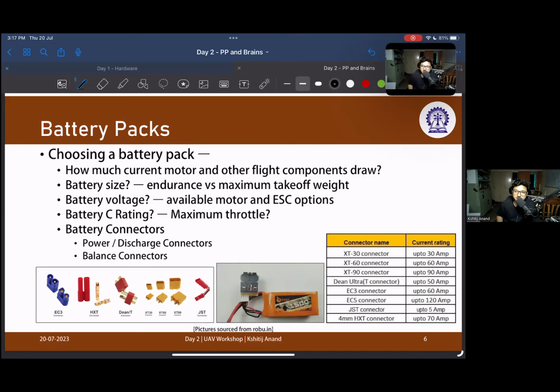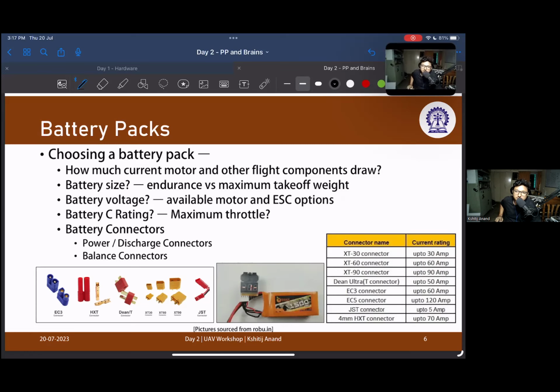Battery size, then again, if you have a bigger battery, basically the capacity increases the size. Obviously each cell, every lipo cell is roughly 3.7 volts and 3600 mAh or around 3000 mAh. So what is going to happen is, if you want a longer flight time, you want a bigger battery, but then a bigger battery comes with more weight. More weight is going to reduce your flight time because it will need more lift.